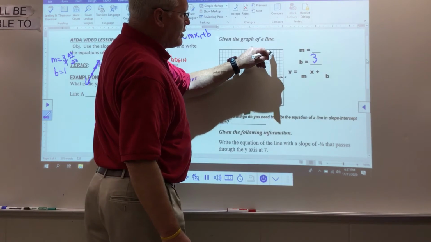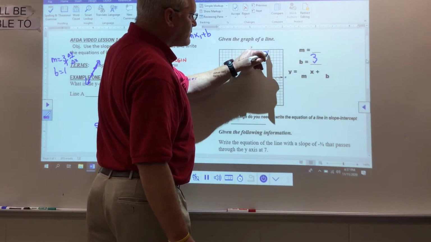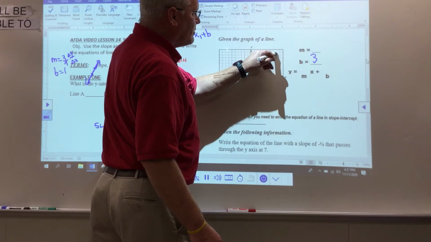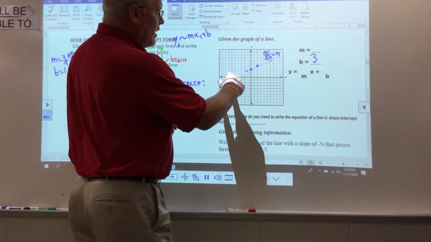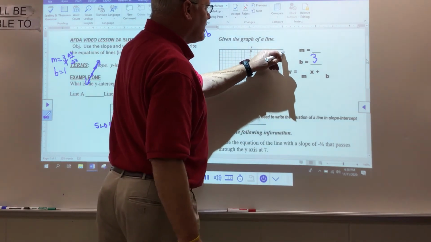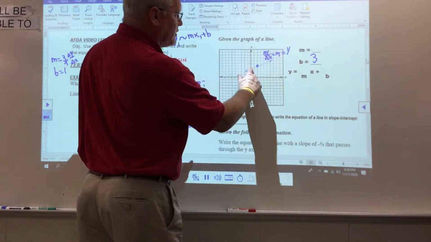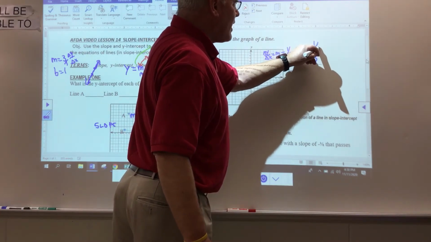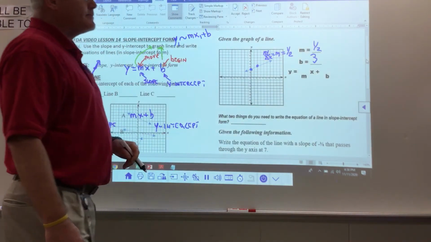And before, we'd put delta y over delta x, and that was our slope. So our delta y is up 1, our delta x is over to the right 2. So our slope is 1/2 for that line.